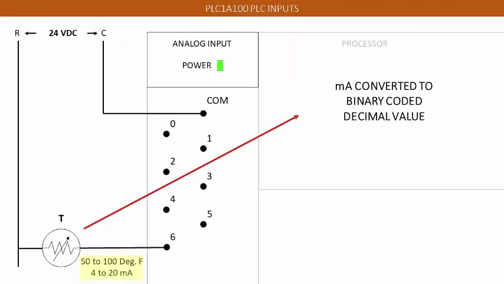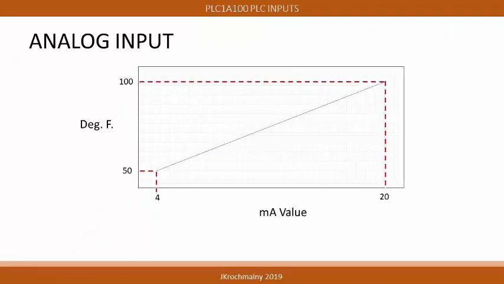An analog sensor, in this case a thermal sensor operating with a 4 to 20 milliamp signal, is able to measure temperatures of between 50 and 100 degrees Fahrenheit. The PLC processor converts the 4 to 20 milliamp signal into a binary coded decimal value for controller purposes. In this graphic, we can see the conversion of temperature to milliamp values.